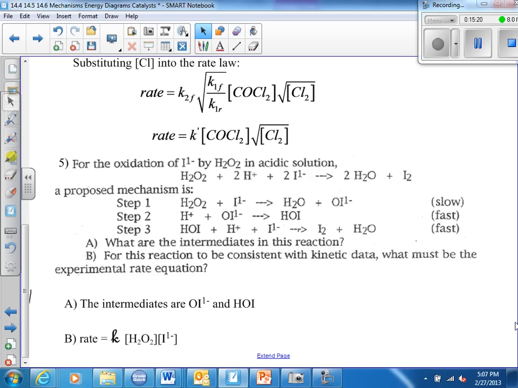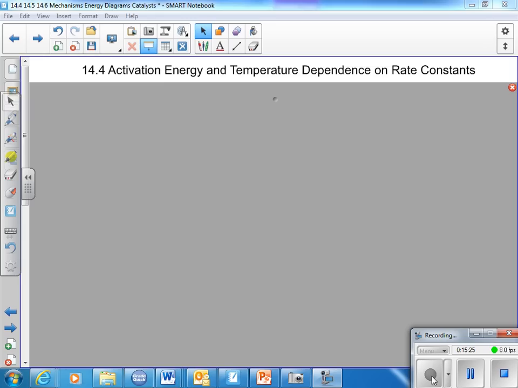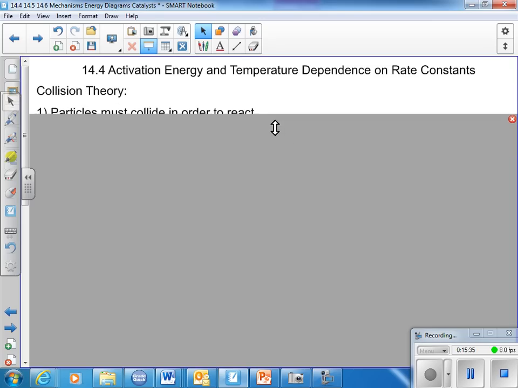That was a really straightforward one. Nothing tricky, no intermediates in the rate law. Okay, now we'll go through section 14.4 after 14.5: activation energy and temperature dependence on rate constants. We talked about this in class a little bit.